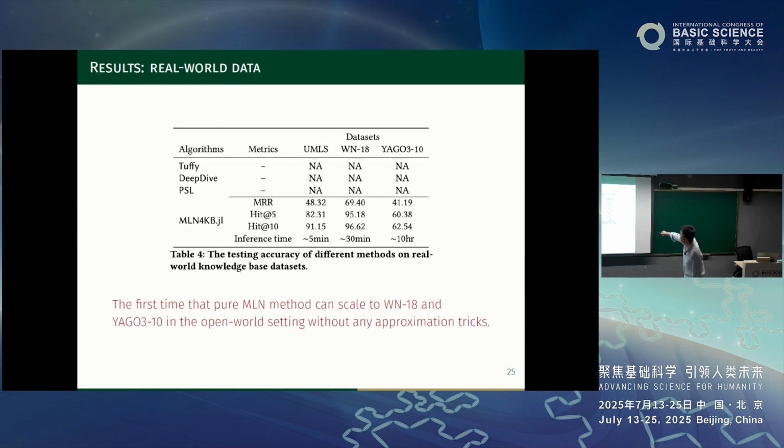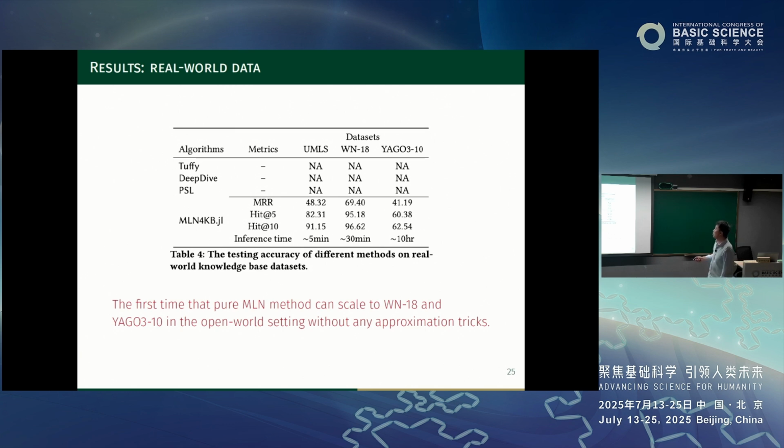Oh, this is the accuracy, not the time. The running time on this database is 10 hours. It's a very large database. Even with our method it takes 10 hours. For the two small ones, it's only 5 minutes or 30 minutes. Before our method, the accuracy on all these databases was impossible for MLN-based methods.